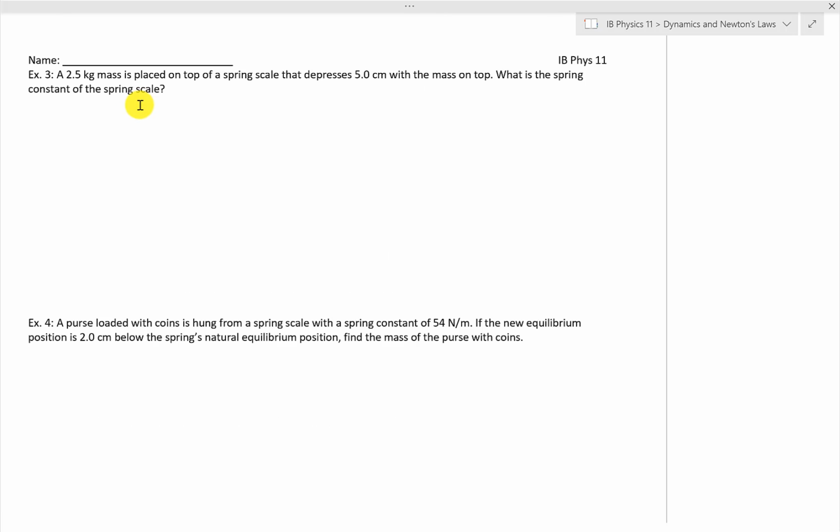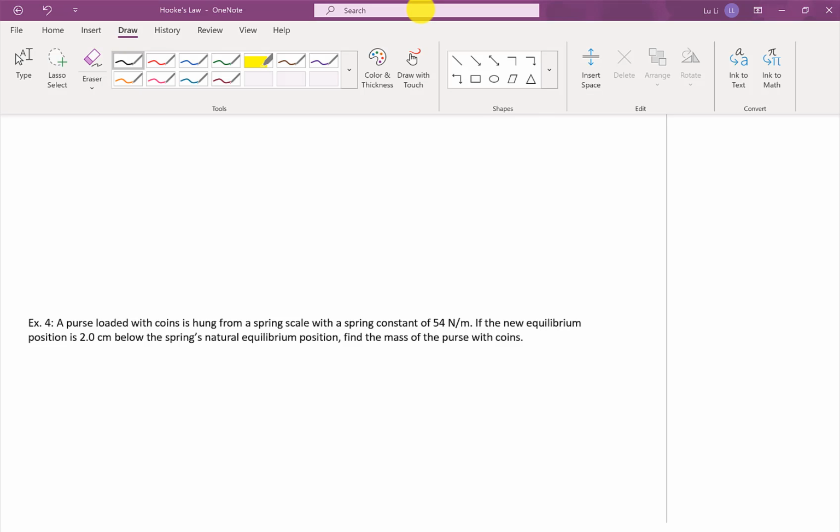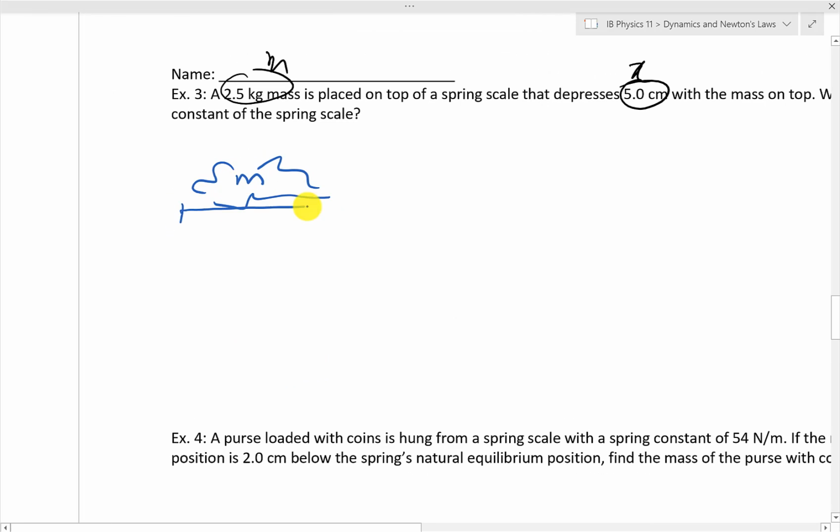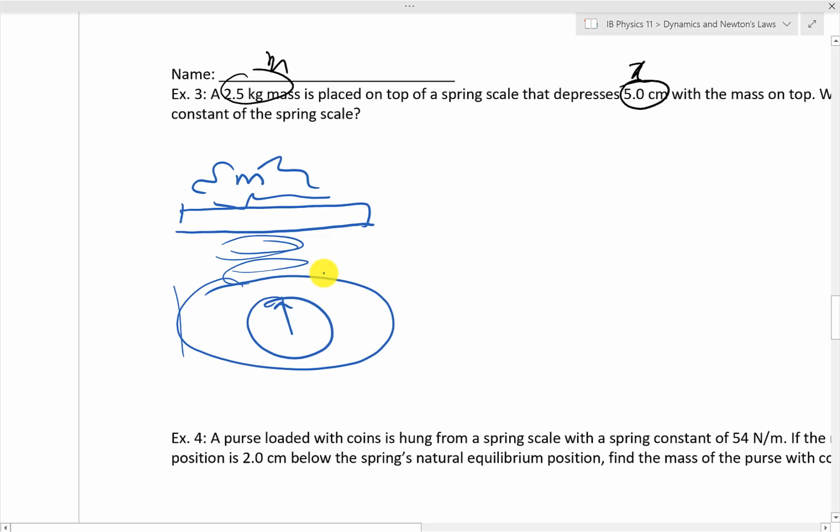We have a 2.5 kilogram mass placed on a spring scale that depresses it by 5 centimeters with the mass on top. What is the spring constant of the spring scale? Okay, so here I am going to draw a picture of what we have. Here we have a mass on the spring scale. Mass is this blob that I have here, which is not specified in the question. Here I have a spring, and here I have the base for the reading.